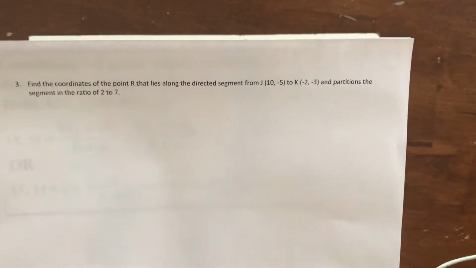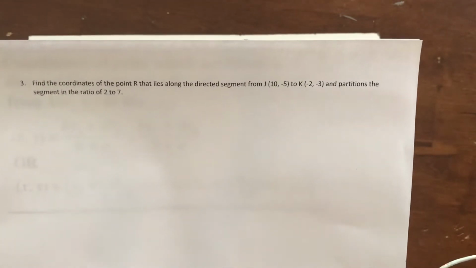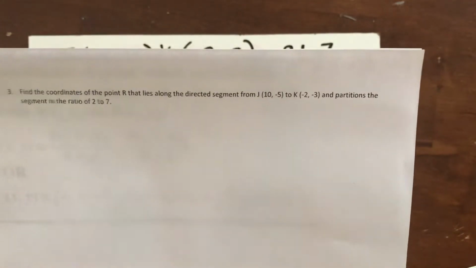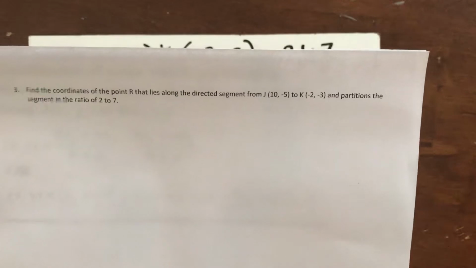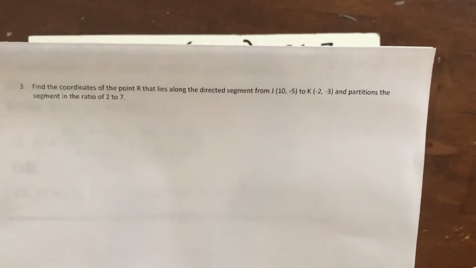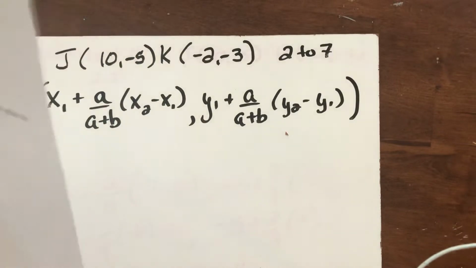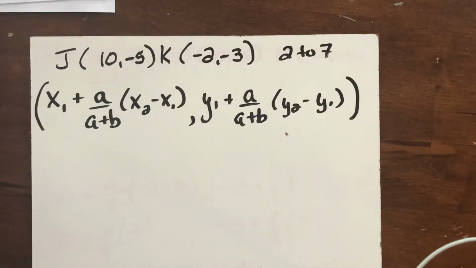So it says, find the coordinate point R that lies along the directed segment from J, which is (10, -5), to K, which is (-2, -3), and partitions the segment in the ratio of 2 to 7. All right, so the first formula I'm going to use is the longer one. It looks intimidating, but it's really not that bad. All you got to do is identify everything.